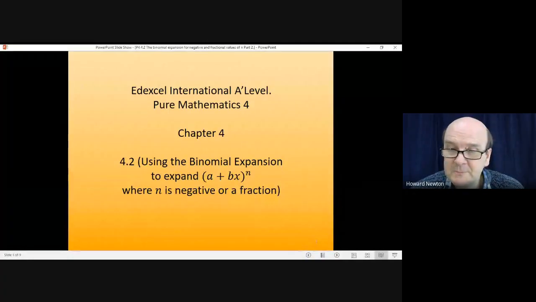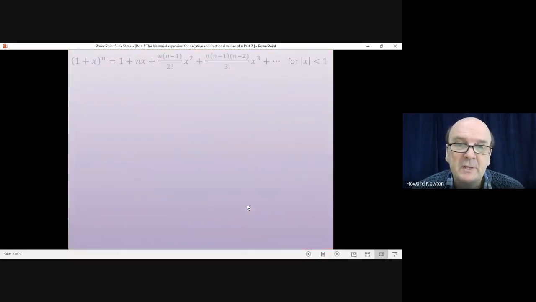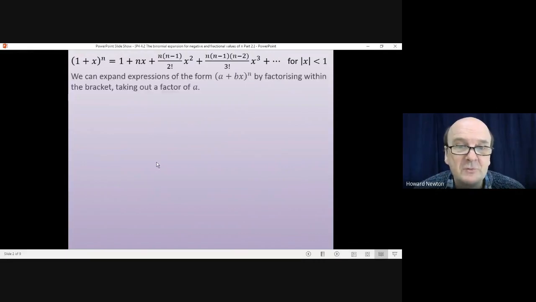In this lesson, we're on Chapter 4, 4.2, and using the binomial expansion to expand expressions of the form a plus bx to the power of n, where n is negative or a fraction. In the last lesson, we looked at expressions of the form 1 plus x to the power of n, and that's the binomial expansion, where n is negative or a fraction.